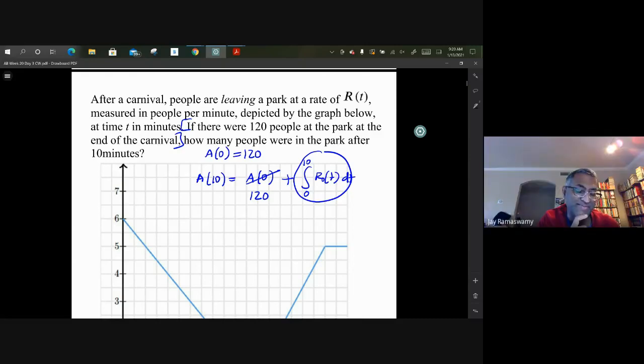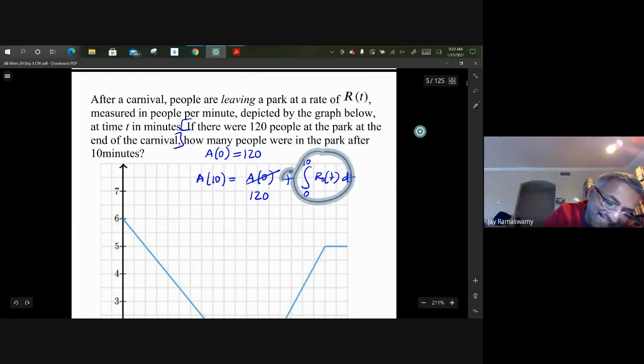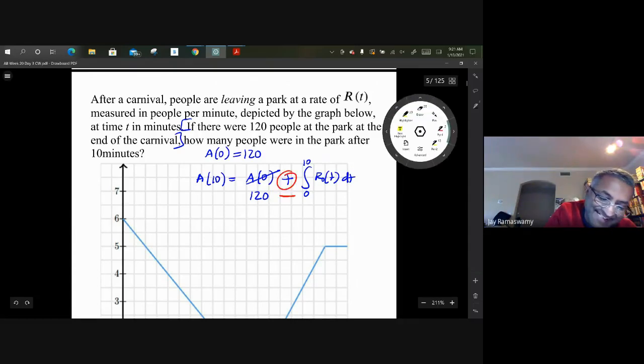We began with 120 people, and we have a minus. Does that make sense? Yes, that should be a minus sign because there are no people entering. There are only people leaving. Does that make sense? This is an out function.